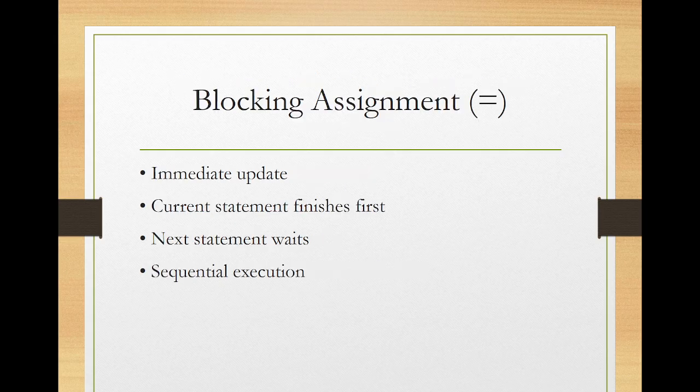Let's meet our first operator, the good old equal sign. If A equals to B, this is called a blocking assignment. The name itself gives a clue. Blocking means stop, wait, finish this first, then move forward. Think of it like a queue. Nobody moves until the current task finishes. The current statement finishes first. Then we can move towards the next statement. Till then, the next statement waits. Sequential execution.